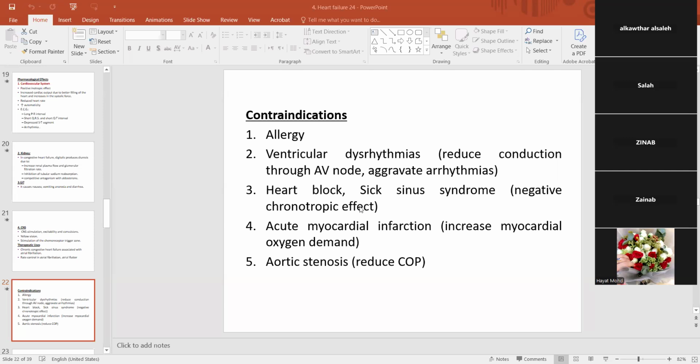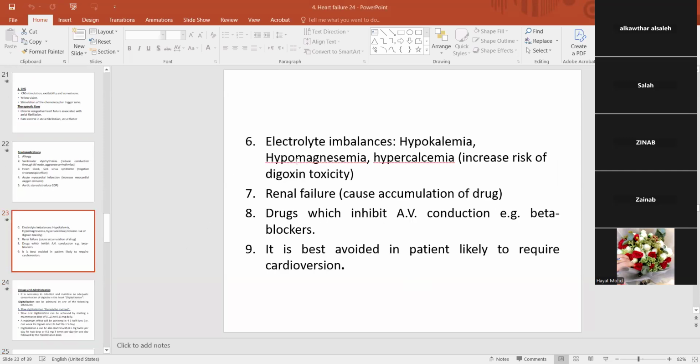Whenever there is a ventricular arrhythmia or dysrhythmia, this drug can lead to more arrhythmia. So if the patient has an arrhythmia other than atrial fibrillation or atrial flutter, or AV block, or any type of arrhythmia, we don't use the drug. So the contraindications are ventricular arrhythmia and heart blocks. This is the most important point in contraindications. The other point is electrolyte imbalance, and this is very important.